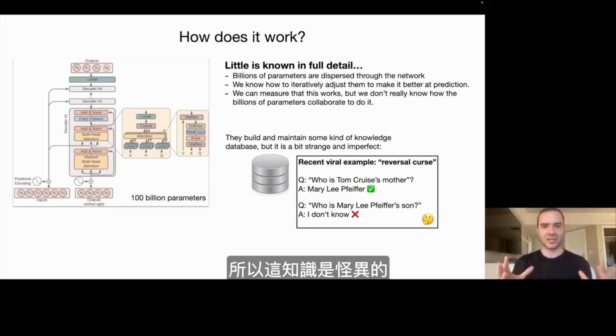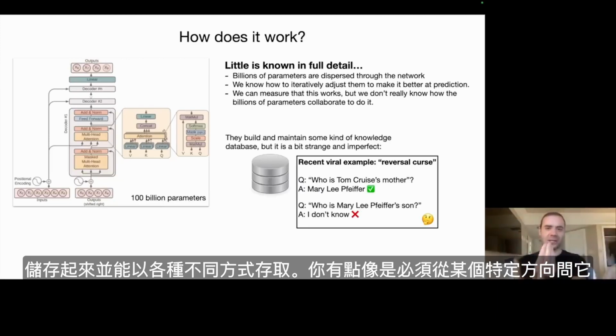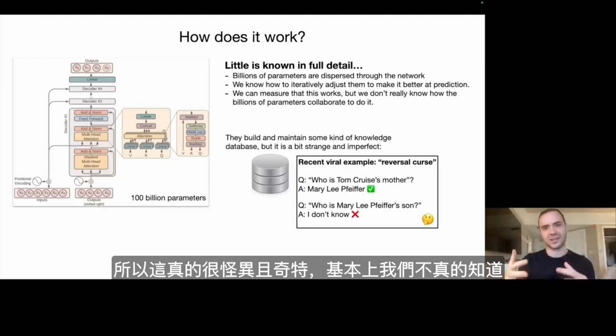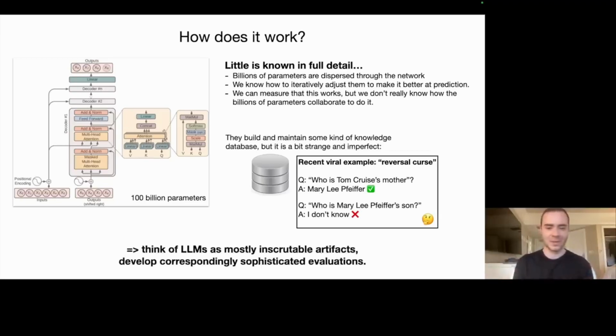So this knowledge is weird and it's kind of one-dimensional. This knowledge isn't just stored and accessible in all the different ways. You have to ask it from a certain direction, almost. And that's really weird and strange. Fundamentally, we don't really know, because all you can measure is whether it works or not, and with what probability.